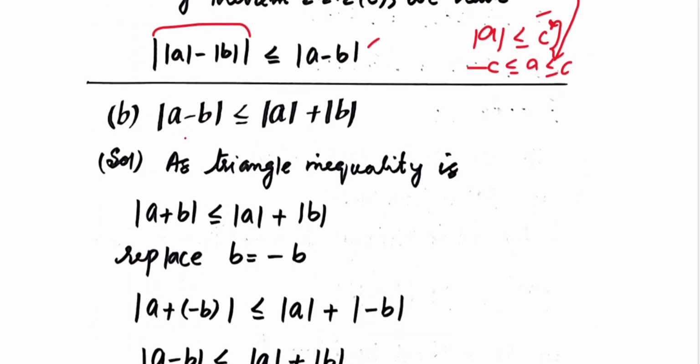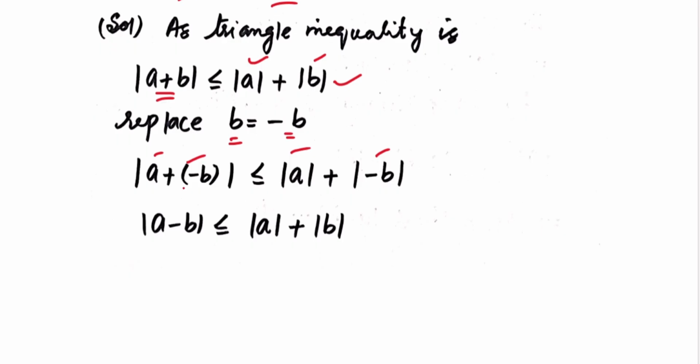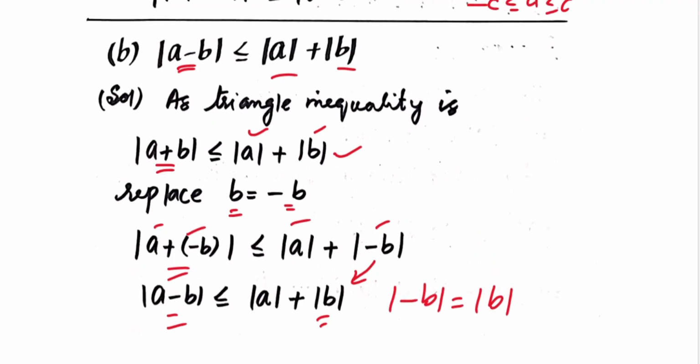In part b, we have to show |A - B| is less than or equal to the sum of two absolutes. What is the triangle inequality? |A + B| is less than or equal to |A| + |B|. Just replace B with -B in this inequality. So we have |A + (-B)| and |A| + |-B|. This can be written as |A - B|, and |-B| is equal to |B|, because the absolute of -B and the absolute of B are both the same. So we can replace |-B| with |B|, which is the required form.